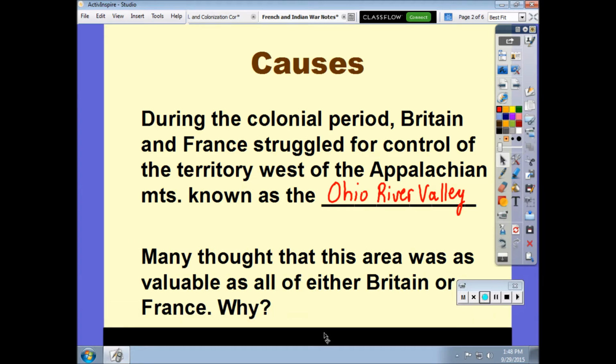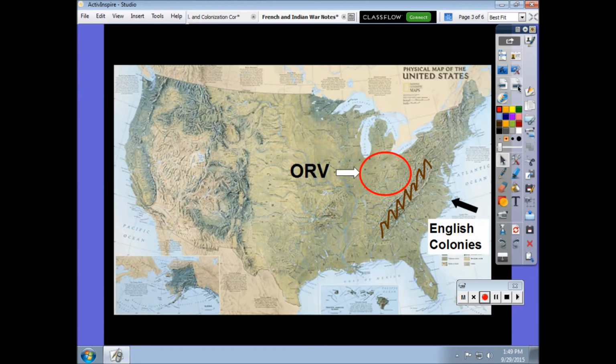The people that lived in the colonies thought of this piece of land as very valuable, perhaps even as valuable as all of Britain or all of France in terms of natural resources. And why? First and foremost, it has to do with the beaver that lived there. Those animals are very valuable, primarily to the French, but this area has something else going for it. The Ohio River goes through the middle of it. This is the Mississippi River over here.